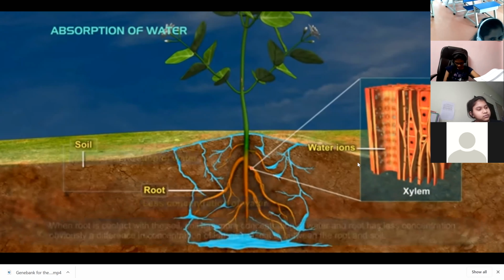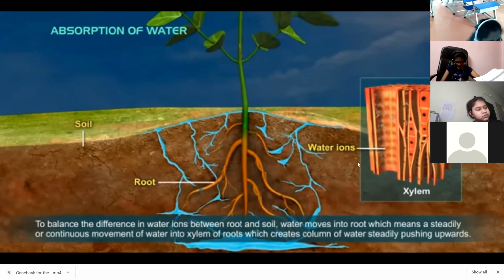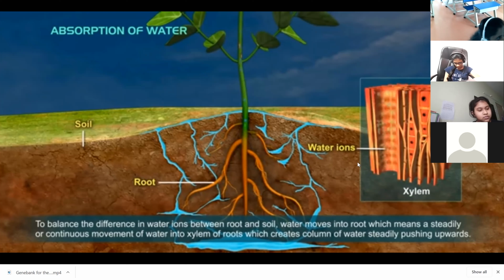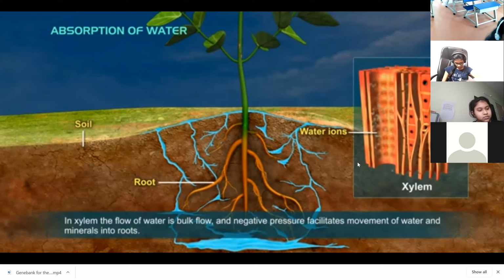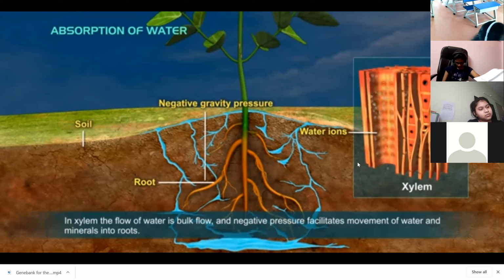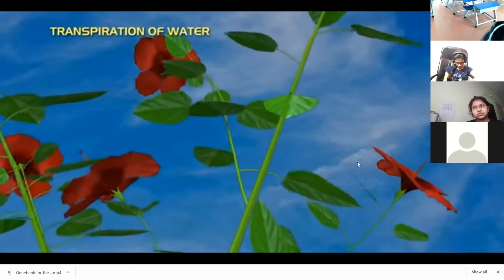To balance the difference in water ions between root and soil, water moves into the root, which means a steady, continuous movement of water into the xylem of roots, which creates a column of water steadily pushing upwards. In xylem, the flow of water is bulk flow, and negative pressure facilitates movement of water and minerals into roots. Transpiration of water. Transpiration is nothing but evaporation of water molecules.